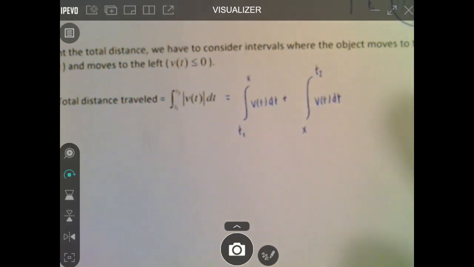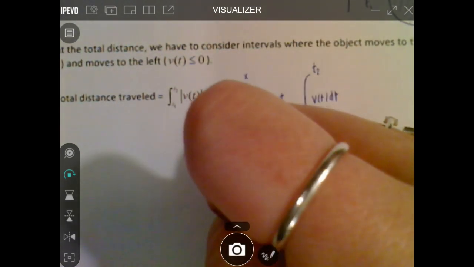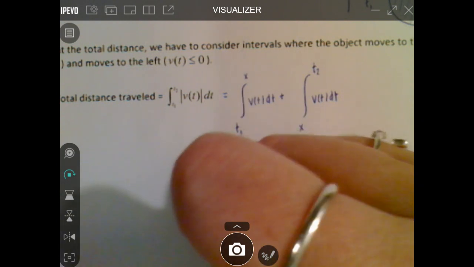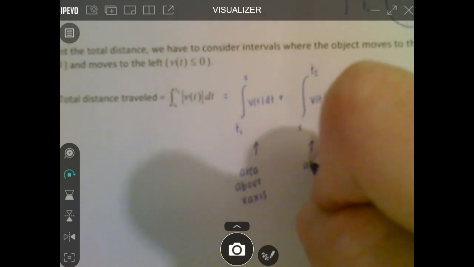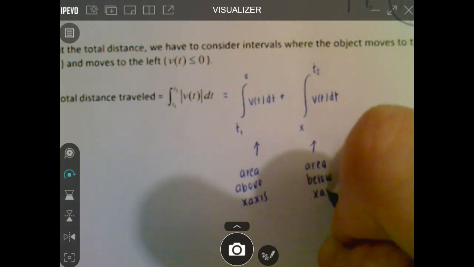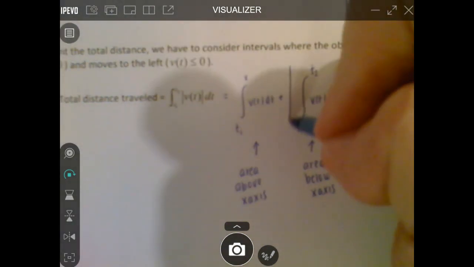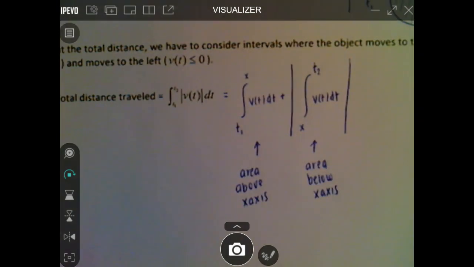What this accounts for is, say that this first integral accounts for the area above the x-axis, and say that this is my integral for the area that falls below the x-axis. What I need to account for is any area that's below the x-axis: I actually have to take the absolute value of this to make it positive.